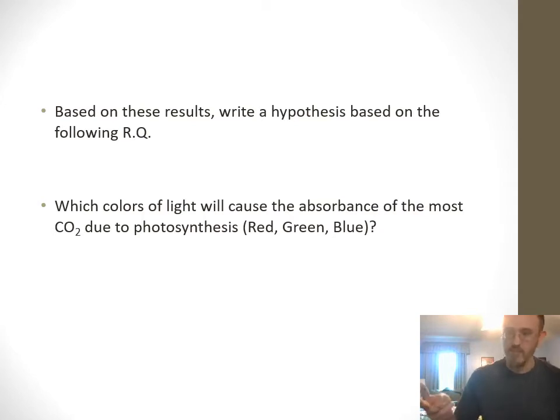So that's what those two are for, to check what happens in the best scenario possible and the worst scenario possible in terms of photosynthesis. So which colors of light will cause the absorbance of the most carbon dioxide? What do I mean by absorbance of CO2? Well, CO2 is absorbed by the plant. It goes into the stomata, into the plant, and becomes sugar if photosynthesis is happening, right? If photosynthesis is happening, that's what will happen.